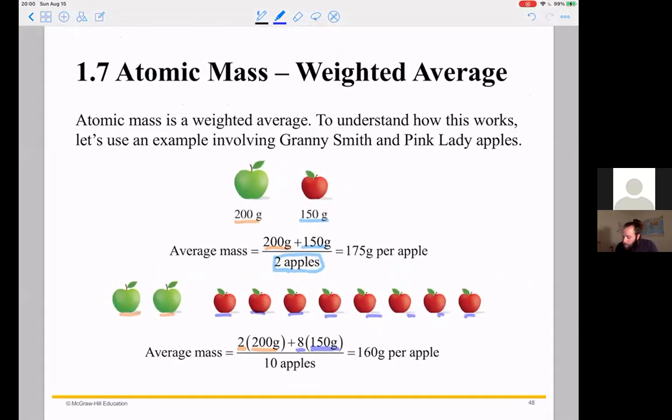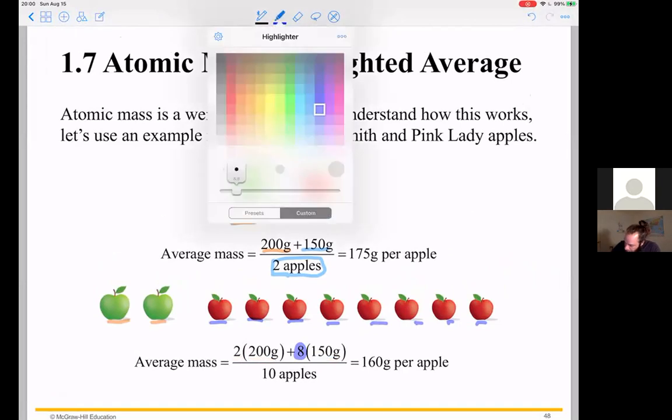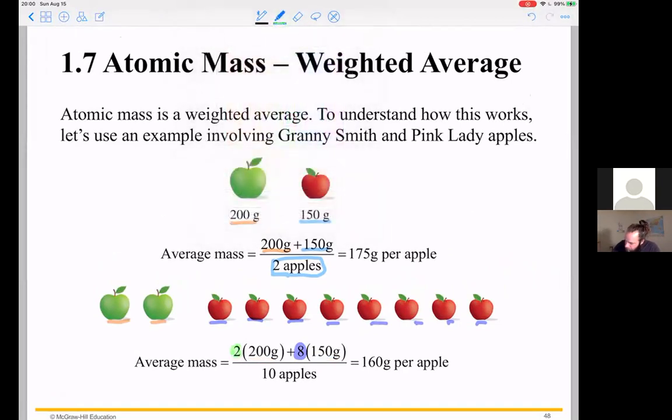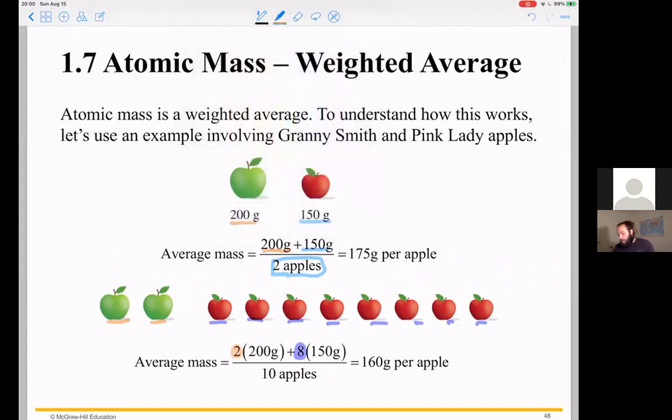This is what's called a weighted average, where the weight is that number of apples that you actually have for each category, which was 8 compared, whoops, I used orange, to the 2 I had for the green apples. I had fewer green apples than red apples, so I used those weights, the 2 and the 8, in order to get a weighted average.